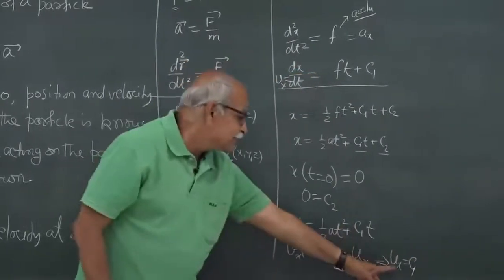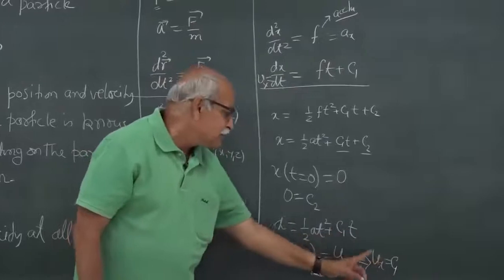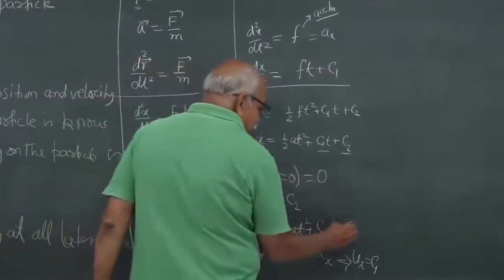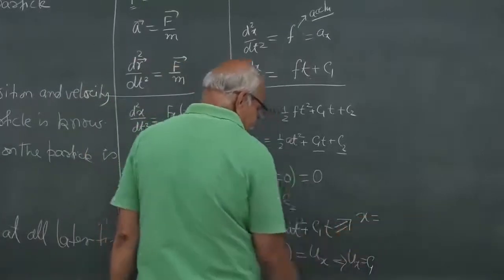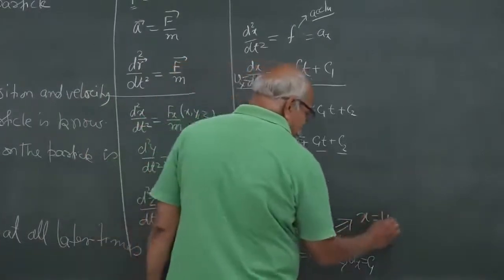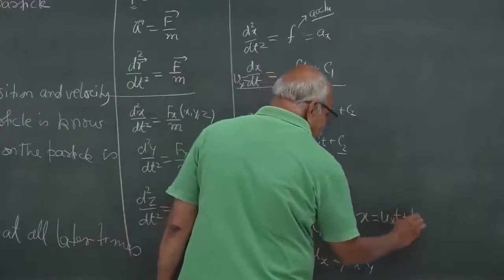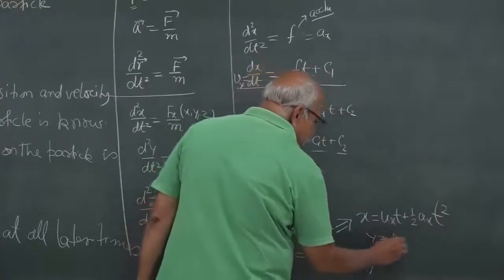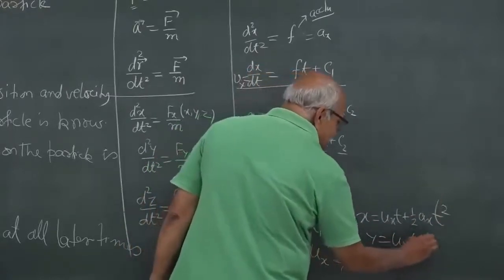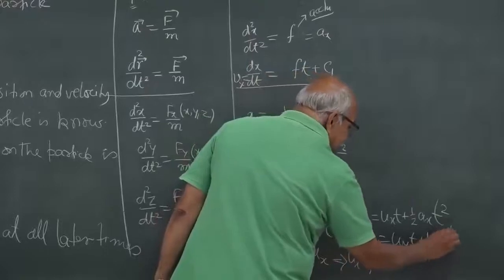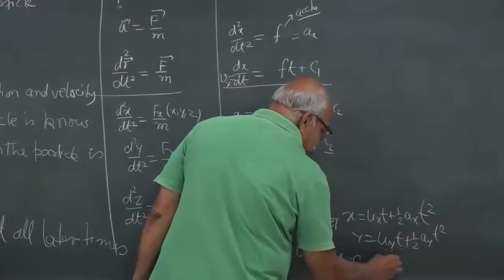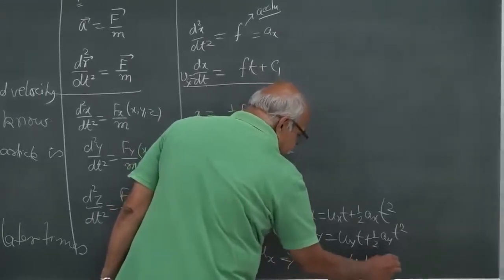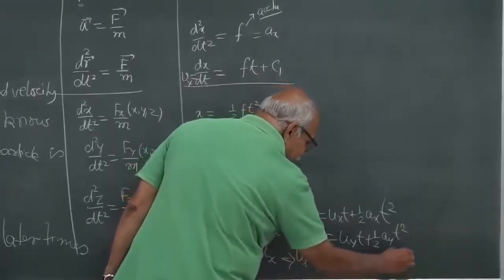So, this c1 is that x component of the velocity at t equal to 0, and you put it here and you get your very well known equation, x is uxt plus half axt square, and same is the story for y and z components. So, y is uyt plus half ayt square and z is equal to uzt plus half azt square.